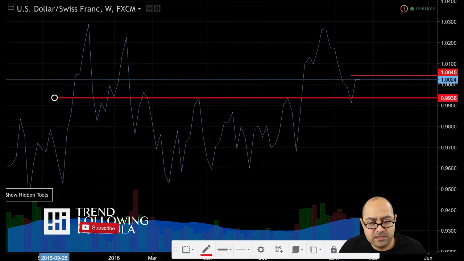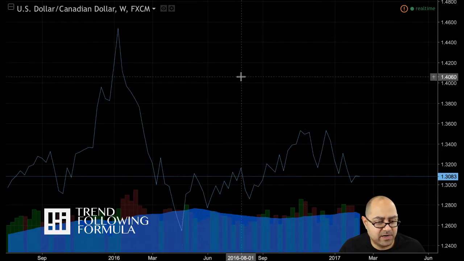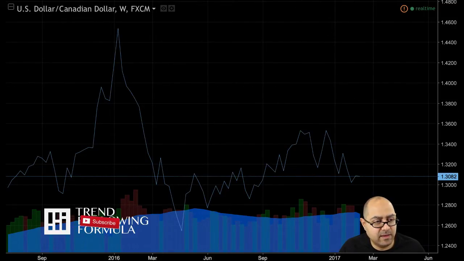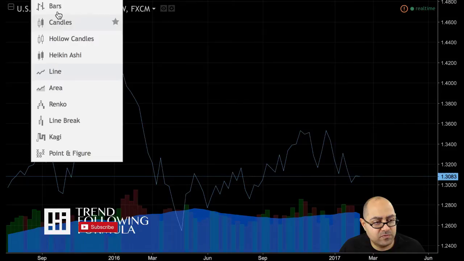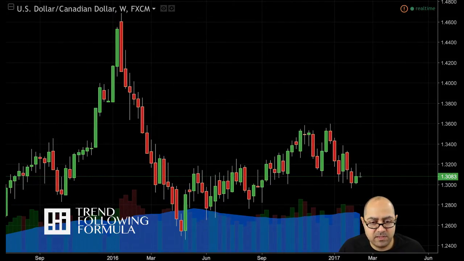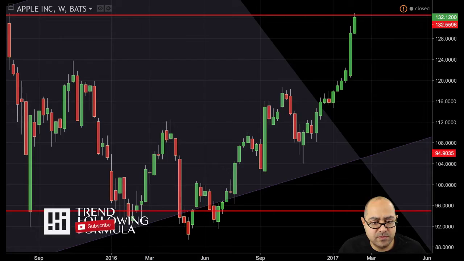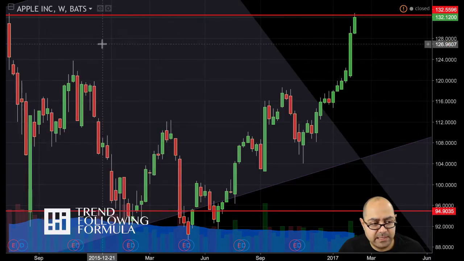If we get to the USD Canadian, this market is very choppy. It's hard to say anything about it. Even if we move to the candlesticks, everywhere the market is not really good, and that's because of the oil. Okay, and if we move on to Apple, as you see, Apple on weekly is very strong.